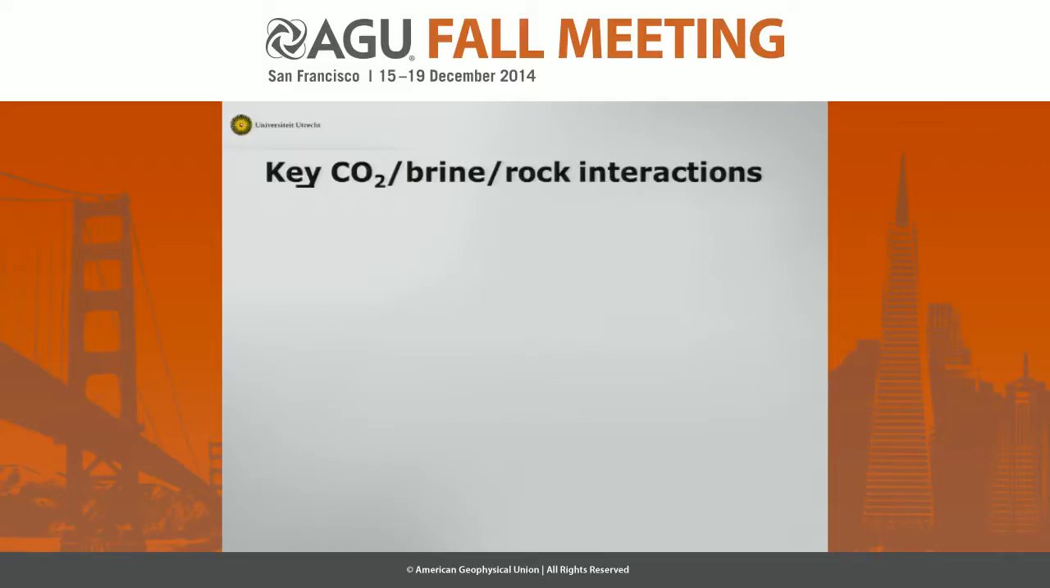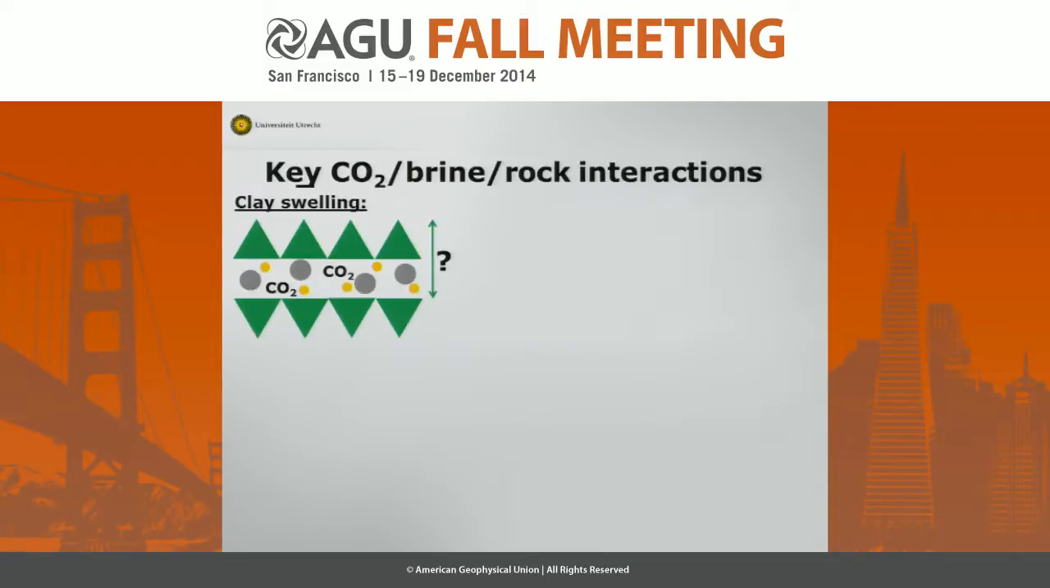Now, some of the chemical processes that have been identified are, number one, clay swelling. It has been known that smectite clays actually swell when there's water in the interlayers between the clay platelets, and when you inject CO₂, there's an additional swelling effect as well. So that is something to keep in mind.